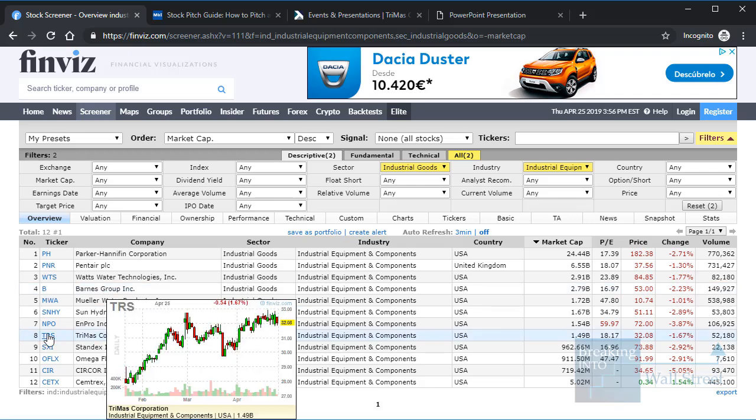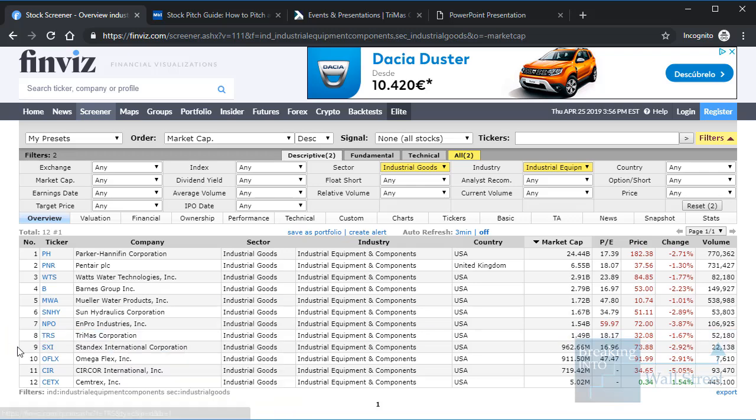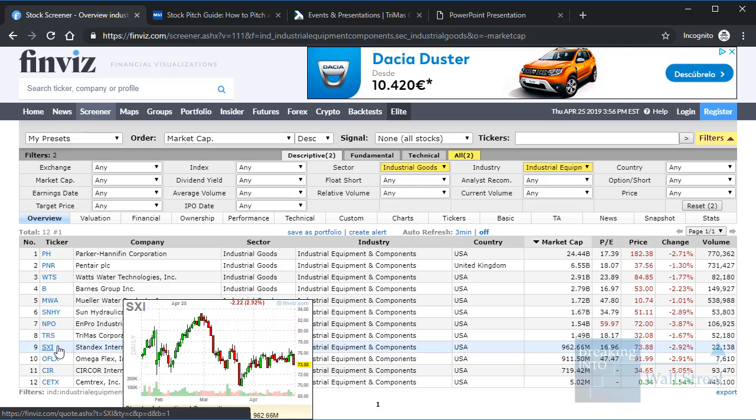The other one that stands out is TriMas Corporation. Here, it did increase the year prior to this, but this year it's been roughly flat except for a quick increase right in the beginning in January. And then if we want to expand this a little bit more, we could also look at Standex Corporation, which has been relatively flat so far this year.